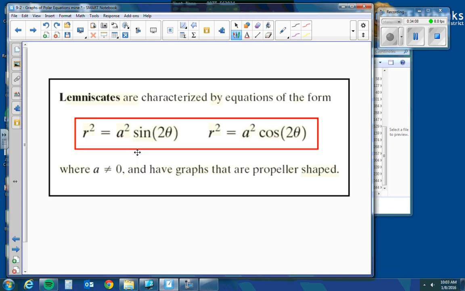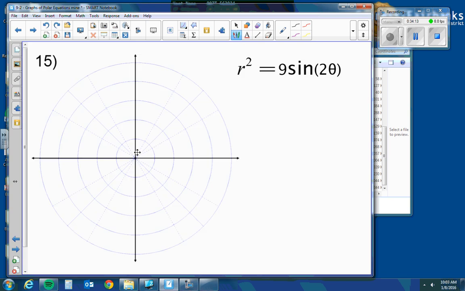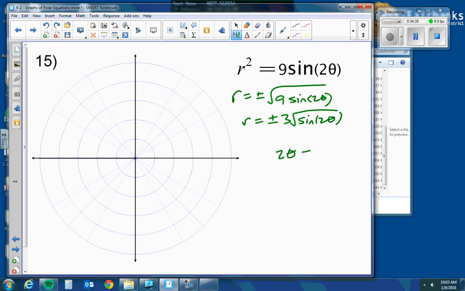Then we get to the lemniscates. You ready? And I want you to write the equation as r equals. And technically it's going to be plus or minus the square root of that. And you can leave it like that, although I would recommend and prefer that you go ahead and rewrite it like this. For one thing, that'll remind you that the radius is not 9. The radius is 3, or the petal length, I should say.